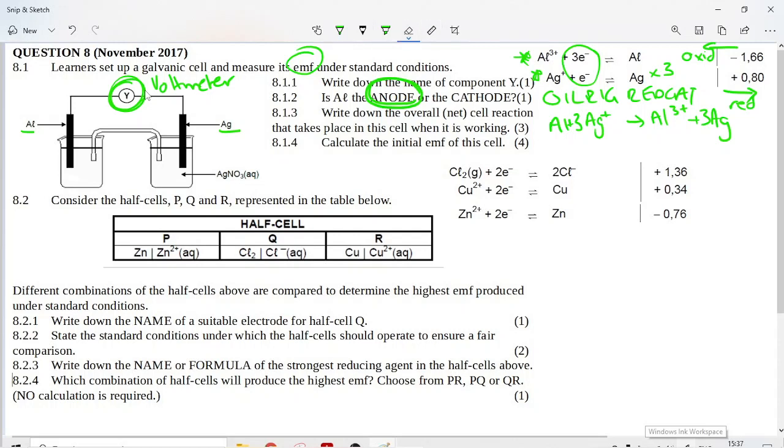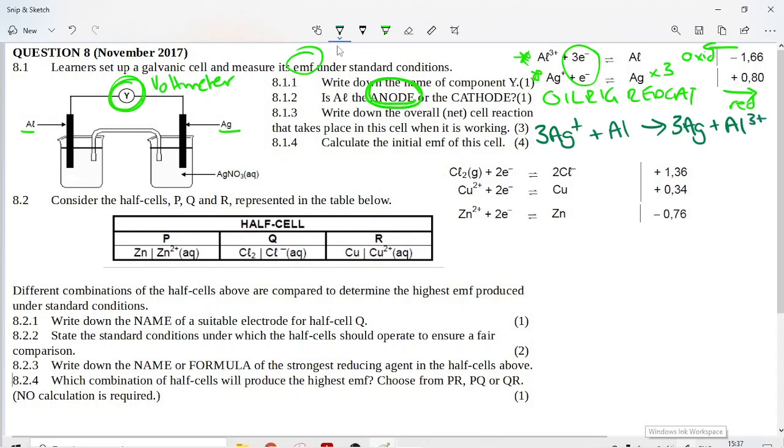So maybe we should rub this out and write it neatly. Let's try and write it a little bit more neatly. Remember, we are going to multiply the silver by 3, and it's the forward reaction. So we have 3 silver ions plus some aluminium, because it is the reverse reaction, going to 3 silver metal plus 1 aluminium 3+ ion.